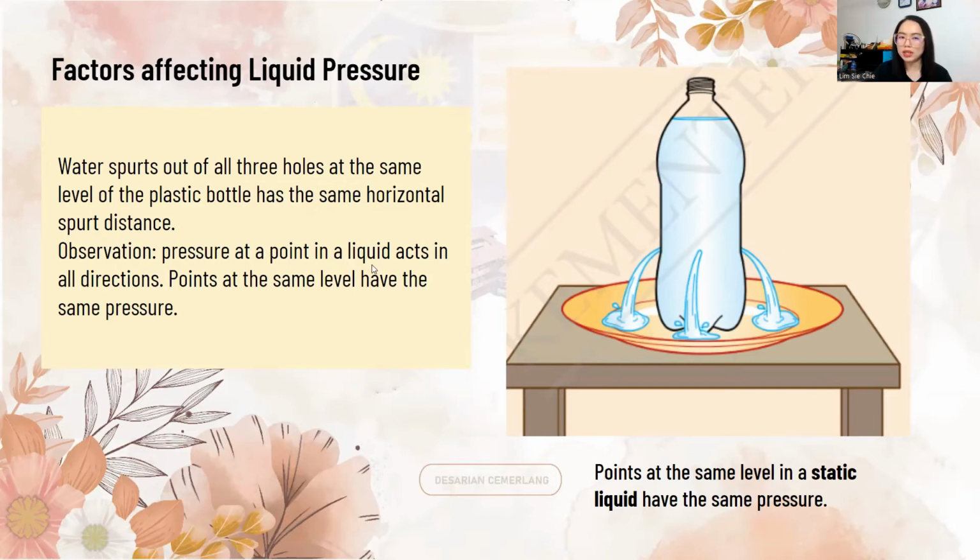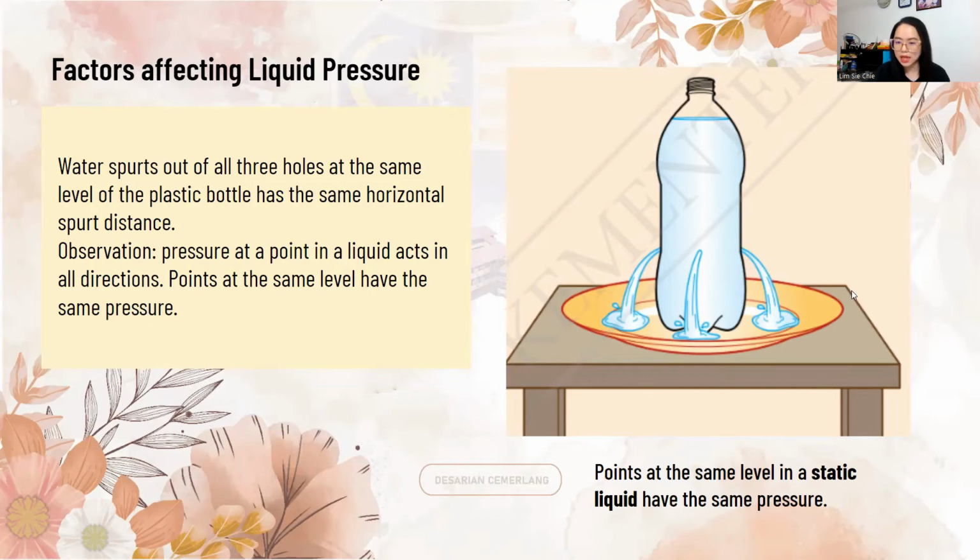Pressure at a point in a liquid acts in all directions, and points at the same level have the same pressure. Now, these are the things that you have to remember. Pressure at a point in a liquid acts in all directions. Points at the same level have the same pressure. So that is the thing.